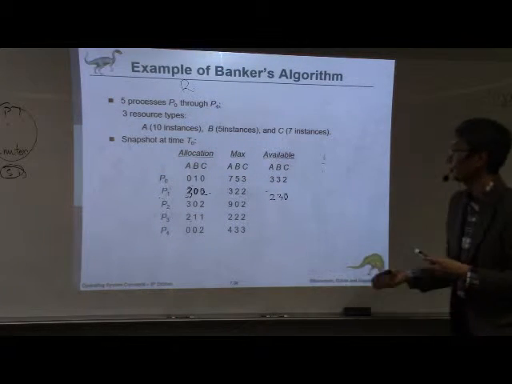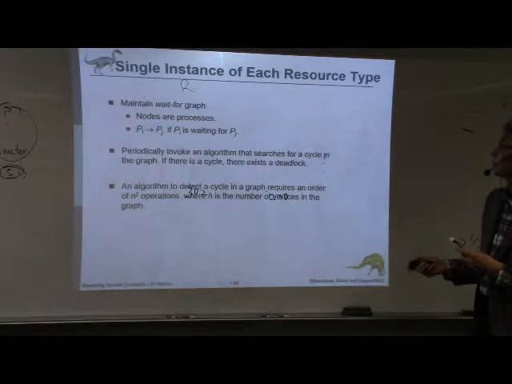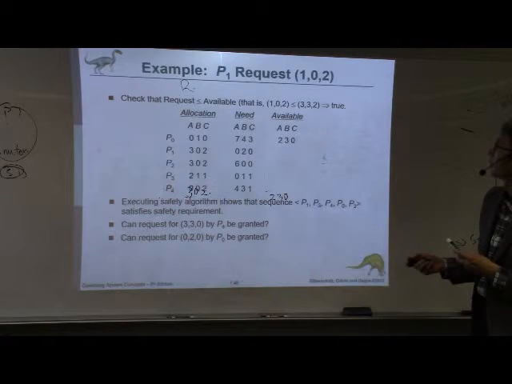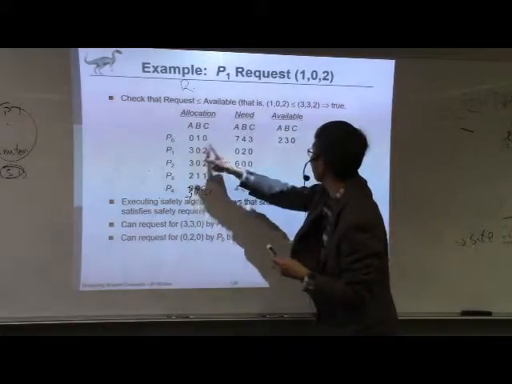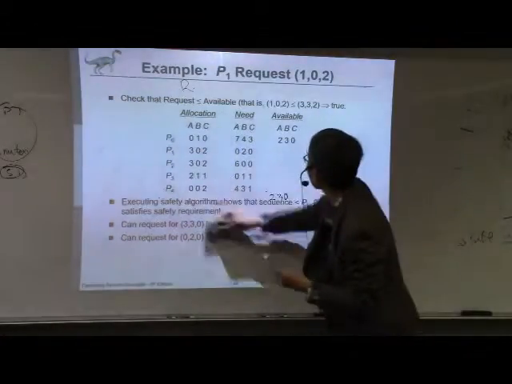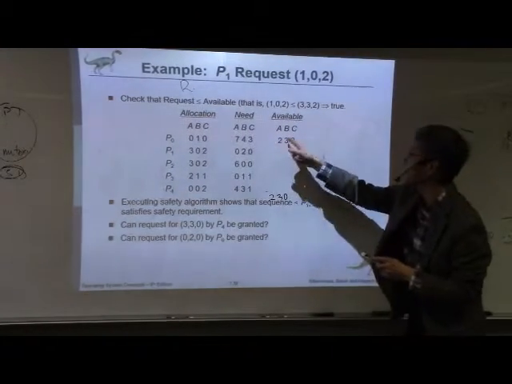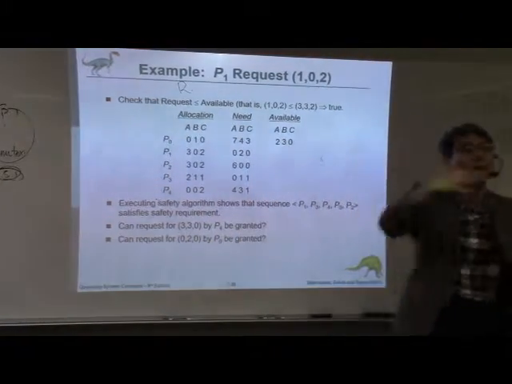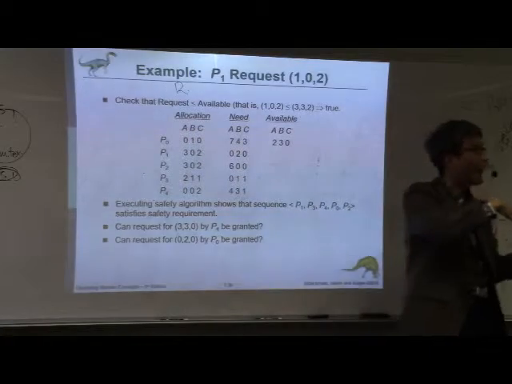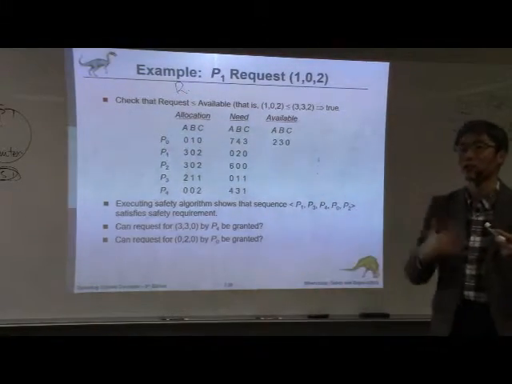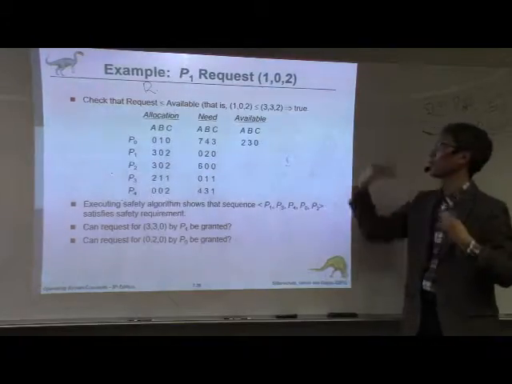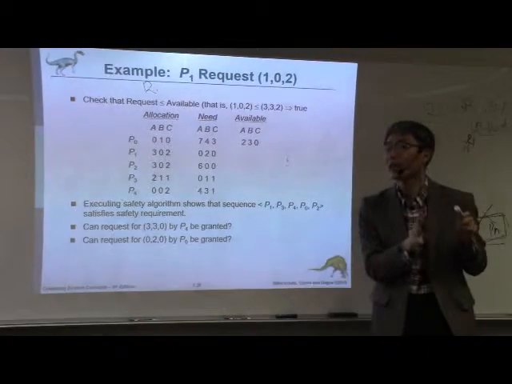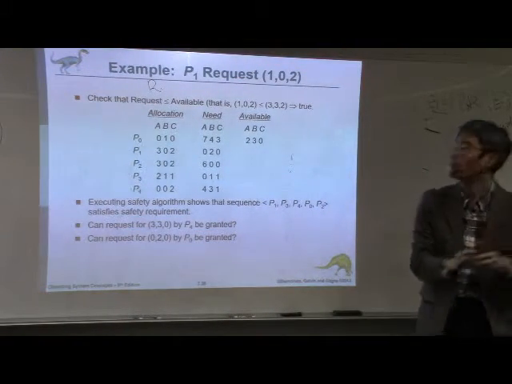The available was 3, 3, 2, and now it is changed, so the available is 2, 3, 0. This assumes the request is granted. Then apply the Banker's algorithm again, the same algorithm, to check whether this is a safe state or not. In case of a safe state, yes, permit. Otherwise, decline, because it does not always cause a deadlock, but it may cause a deadlock event.